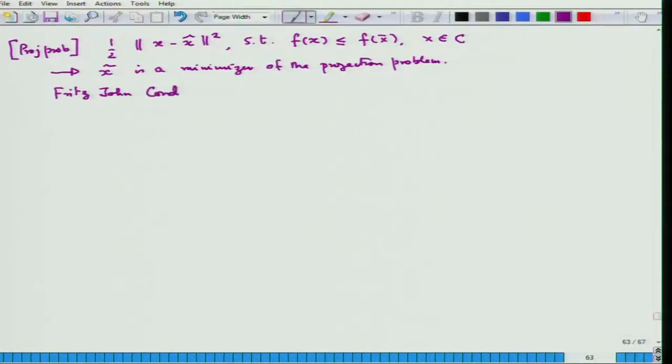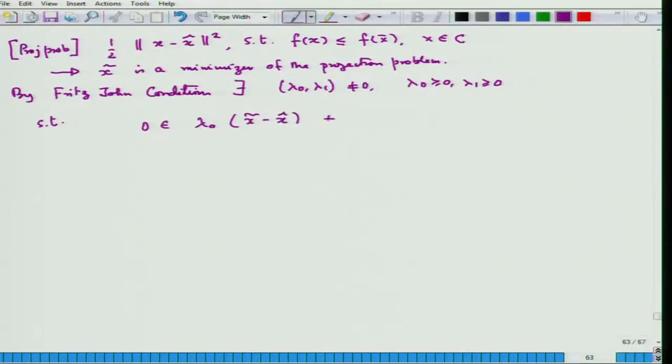Or the John conditions, whatever you want to say. By Fritz John conditions, there would exist lambda naught, lambda 1 not equal to 0, lambda naught greater than 0, lambda 1 greater than 0, such that 0 is an element of lambda naught times x tilde minus x hat plus lambda 1 del f x tilde plus N C x tilde.